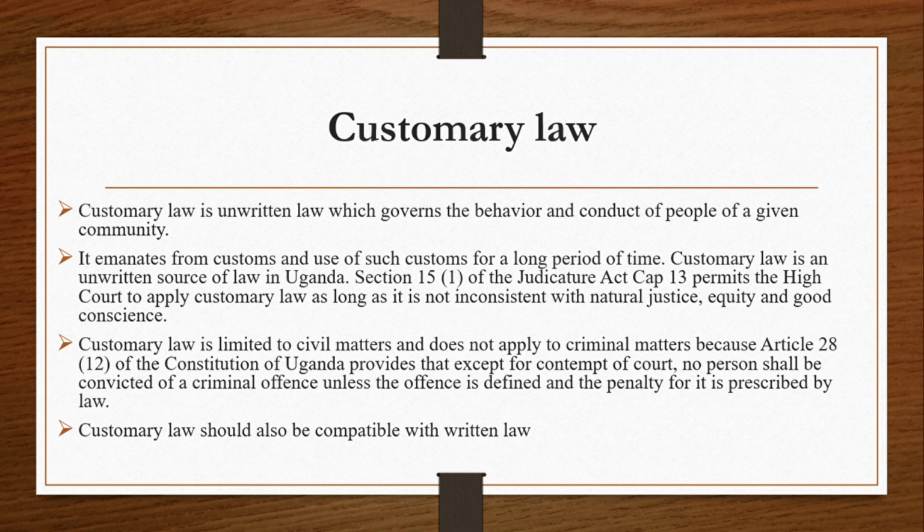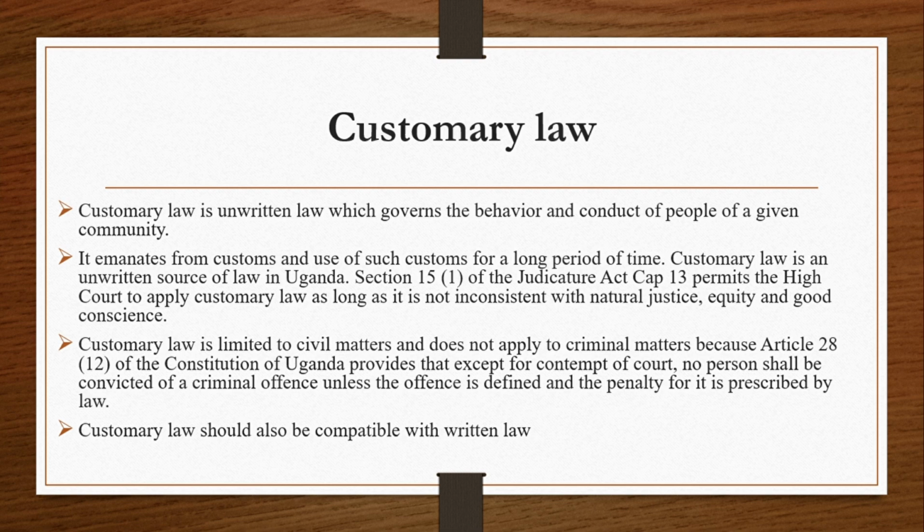We are going to look at the last source of laws applicable in Uganda, which is customary law. That word comes from the word customs. Customary law is unwritten law which governs the behavior and conduct of people of a given society. These are laws that govern society, like the traditions. We can call them traditions, like the way they tell you Baganda people don't do this and that.